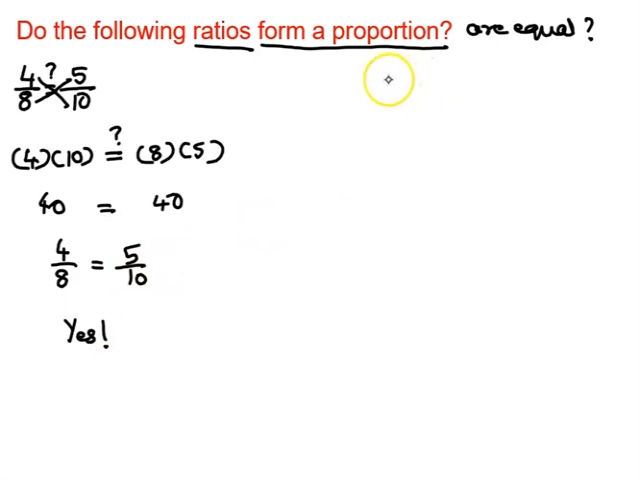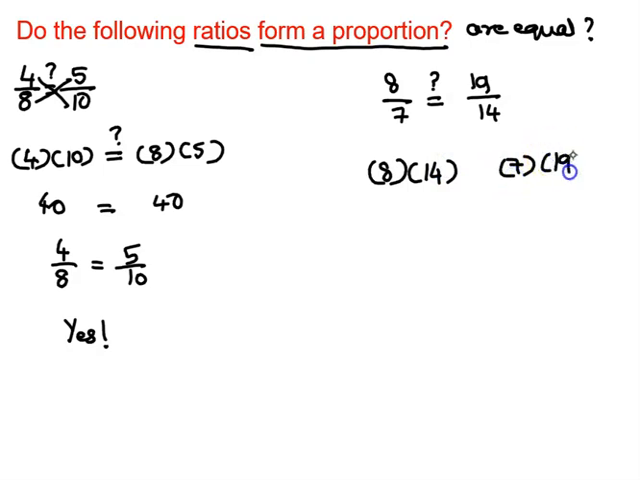Let's say I have 8/7, and the second ratio is 19/14. And we have to check for proportion, which means whether they are equal or not. All right, let's do the same process. 8 times 14 and 7 times 19. And let's check if they are equal or not.